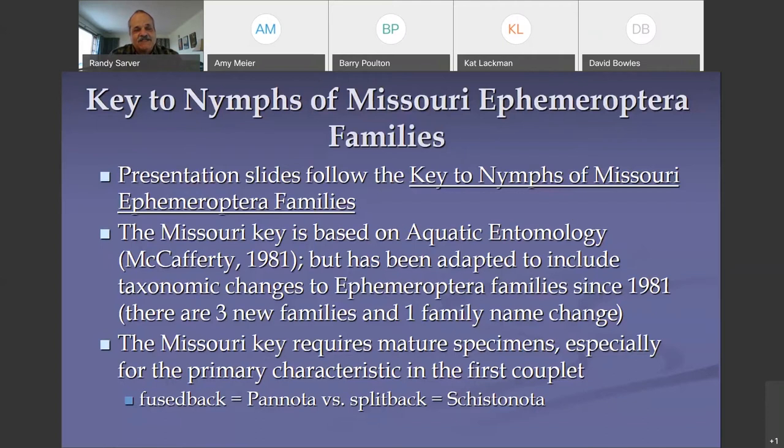Just a little explanation about the key: it is a dichotomous key, so there are two choices for each couplet. If you have it in front of you, you'll notice that for the first couplet and every couplet after that, there is a one and a one prime. That's your two choices, and depending on which one you select, they send you off to the fused back group or the split back group. Next, please.